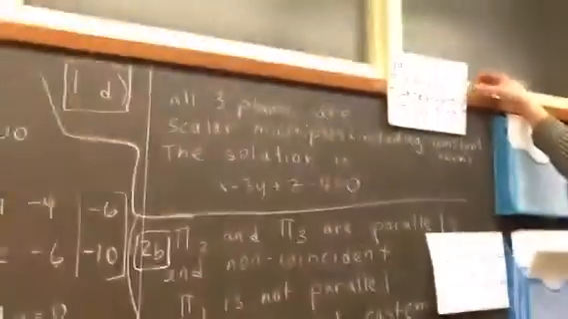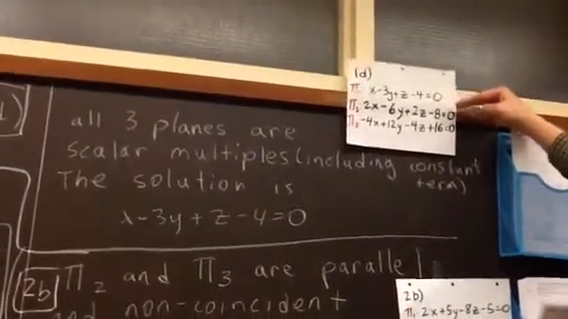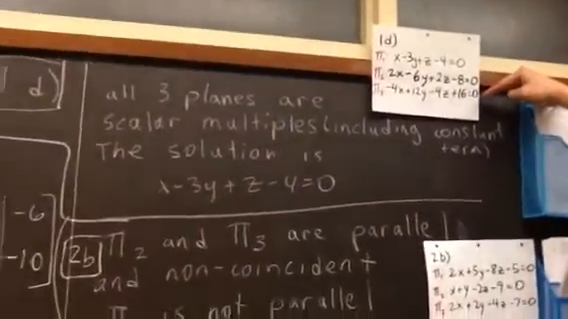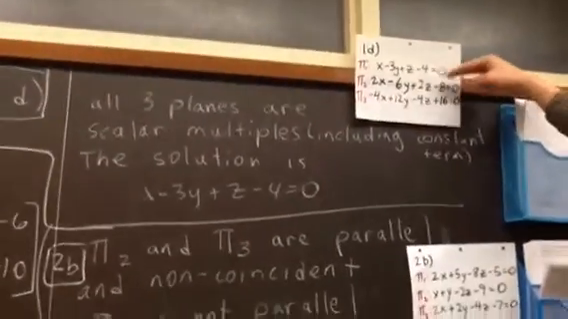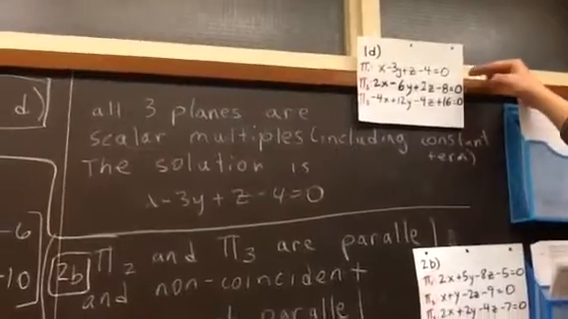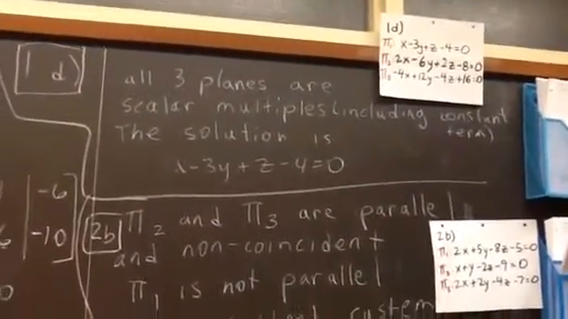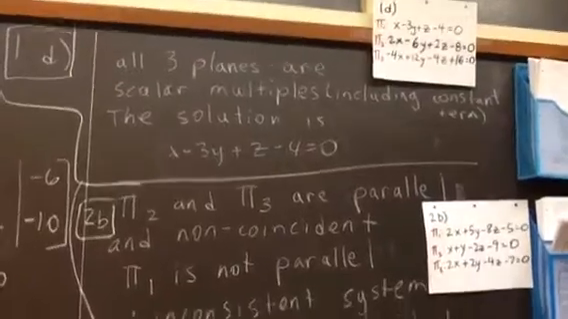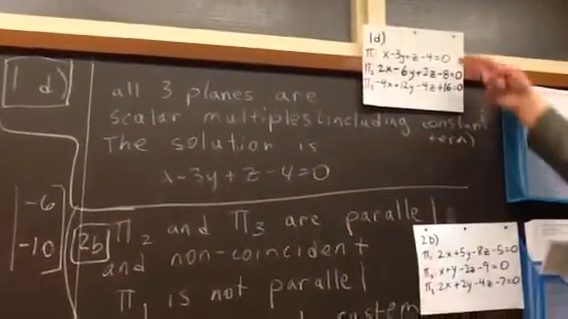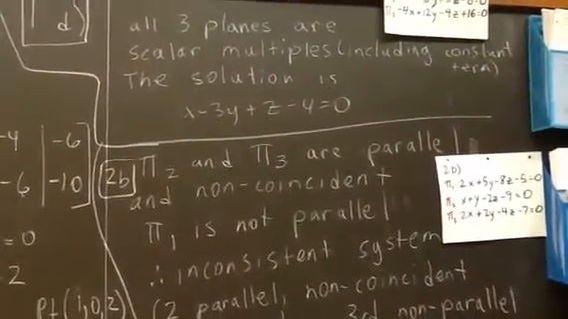One of them is like this. This is the quickest of all. We've got 3 planes. All of them are scalar multiples of each other, including the constant term, the d value at the end. Literally, we have the same plane written 3 times. This is a consistent system because every point on the plane is on all 3 planes. So the solution to it is literally the equation of one of the planes. As easy as could be.